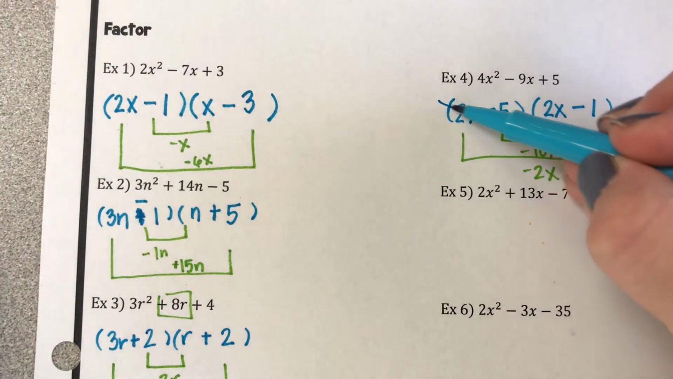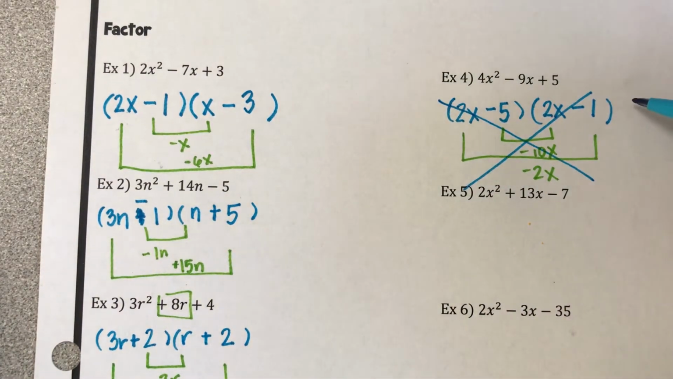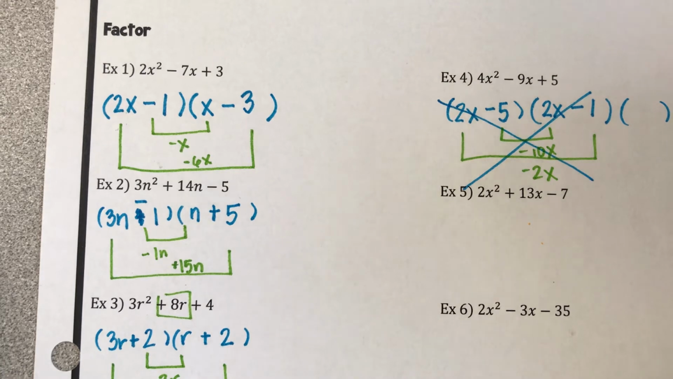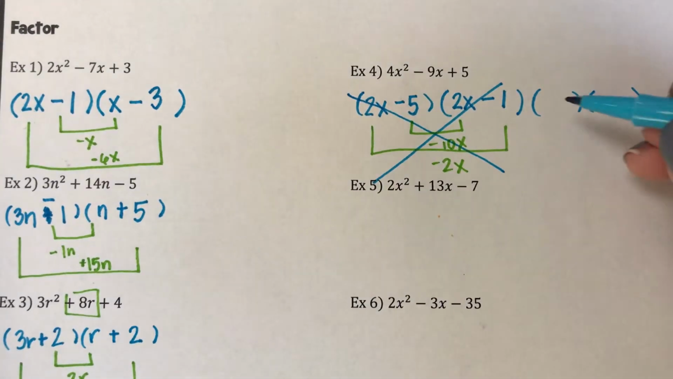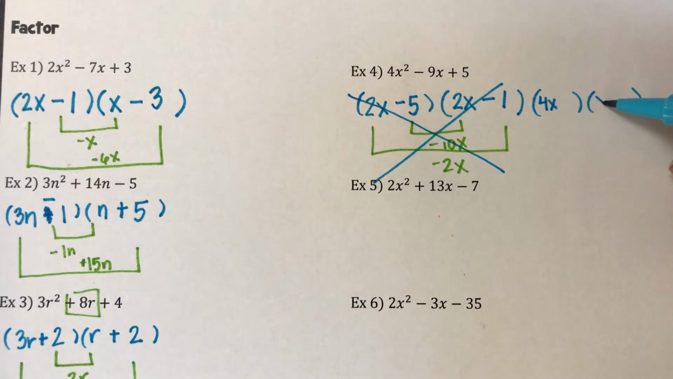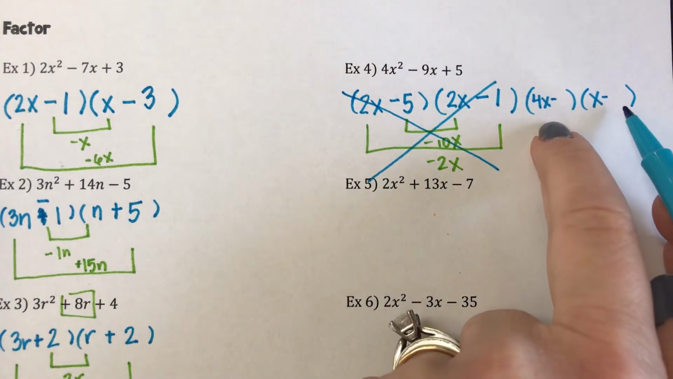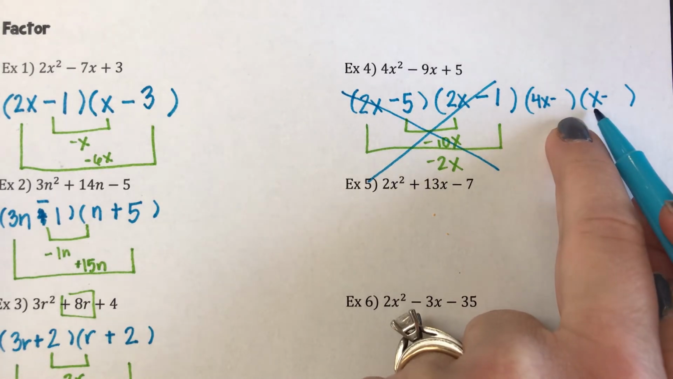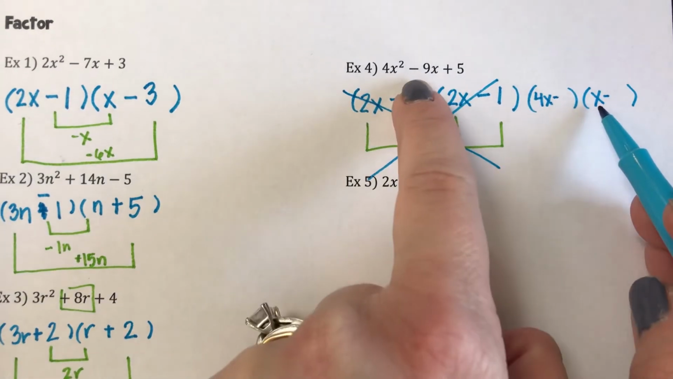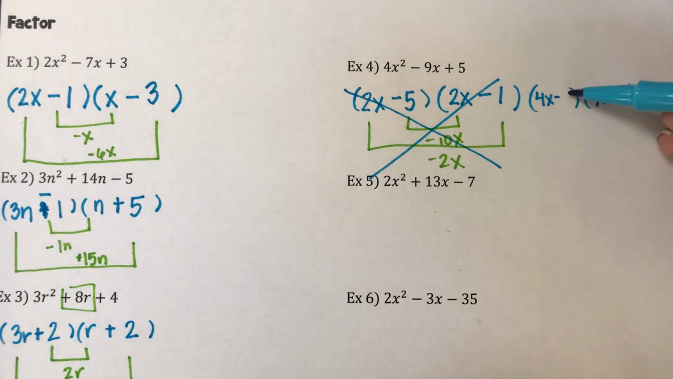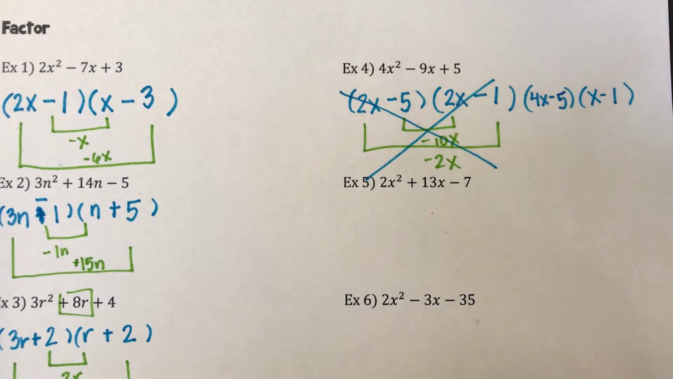So like I said, some of this is going to be guess and check. Instead of 2 and 2, let's try 4x and x, and then minus, minus. Okay, so now I have 5 and 1. If I put the 5 right here, I'm going to have 20x and 1x. Is that what's going to make 9? No. So let's try 5 and 1.